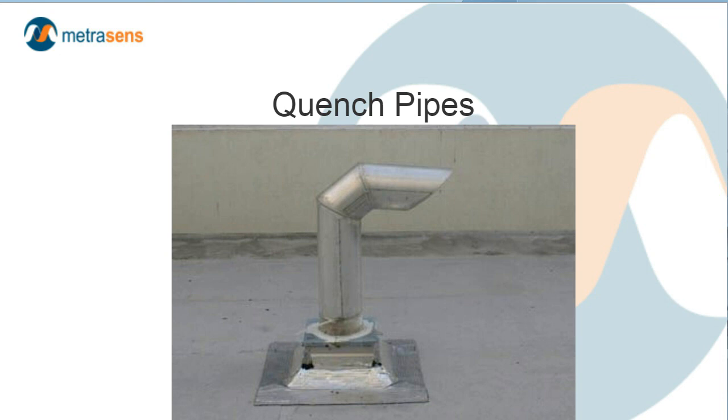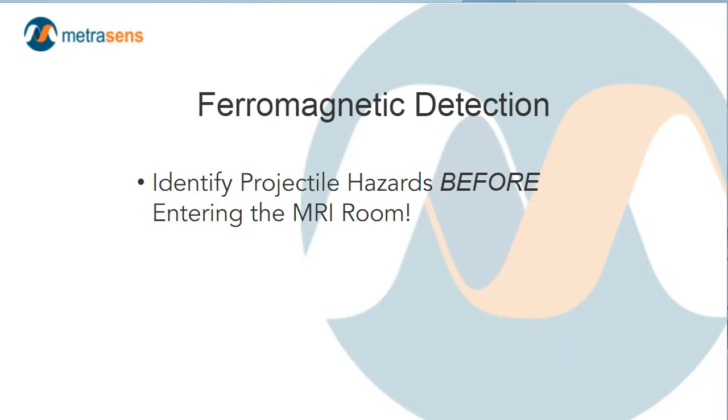The third element of the MRI facility designer's role in improving safety is ferromagnetic detection. And the idea behind this is we're using not conventional airport-style metal detectors that alarm on all metals, but a specialty type of magnetometer-based detector that only alarms on materials that can be attracted to the magnet, that can become projectiles. We want to identify these objects, these materials, before they get brought into the MRI scanner room. And I'll show you an example.